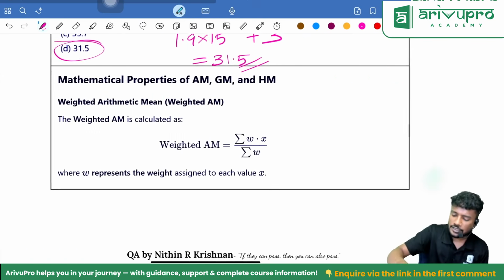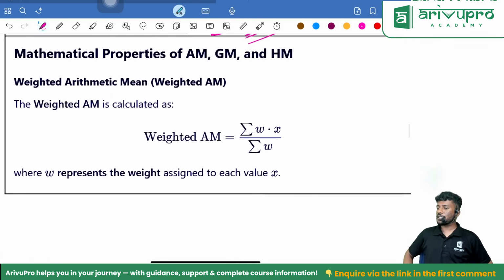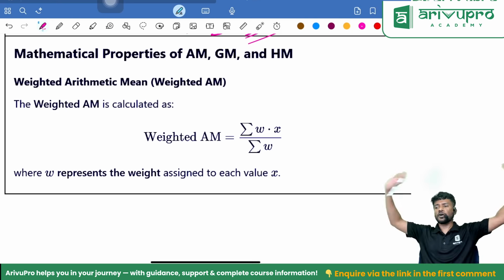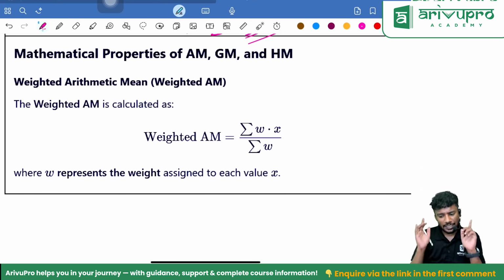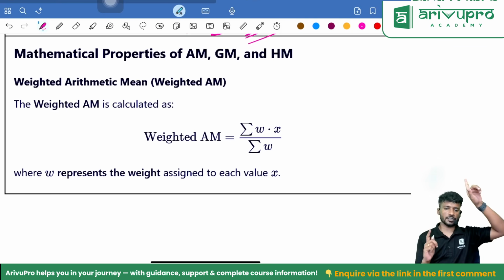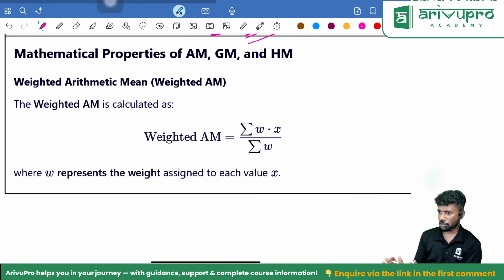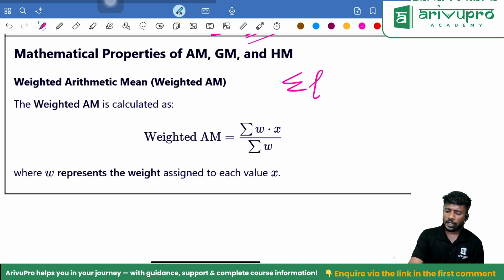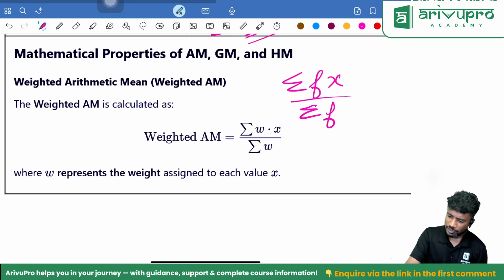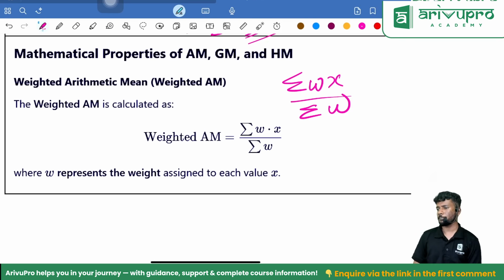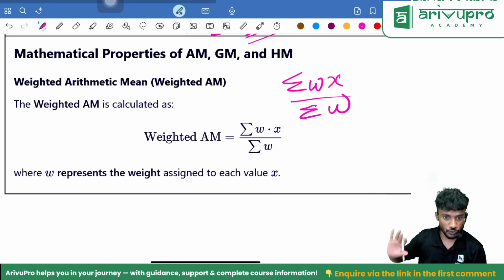Then the next one is weighted arithmetic mean, or weighted AM. It is not important if you ask me, but they have asked one question in the previous year. I'll show you that question also. You should know the formula for weighted AM. What is the formula for normal AM? Sigma fx divided by sigma f. Now, instead of frequency, we are using weight. That is the only difference in this formula.